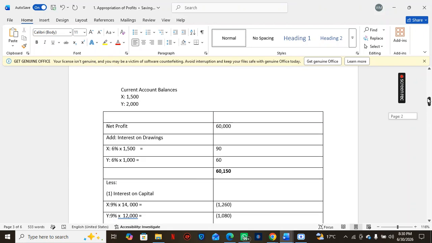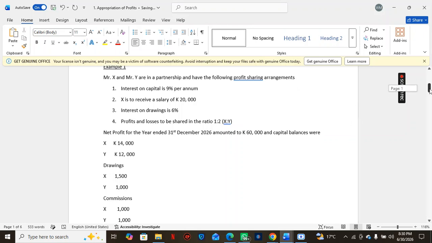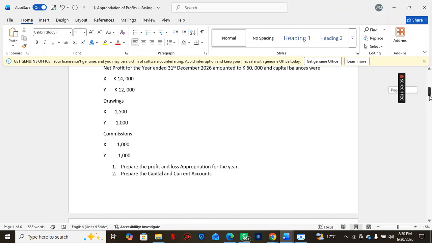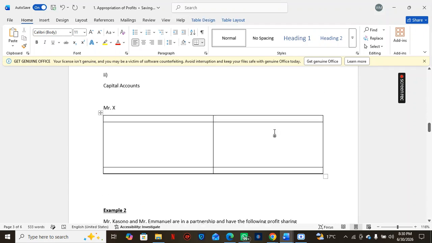All right, so we come to these capital balances here. They told us what the capital balances were. On 31st December 2026, the capital balances were Mr. X 14,000, Mr. Y 12,000. So for Mr. X, on his capital balance, he's just going to put on the credit side 14,000.